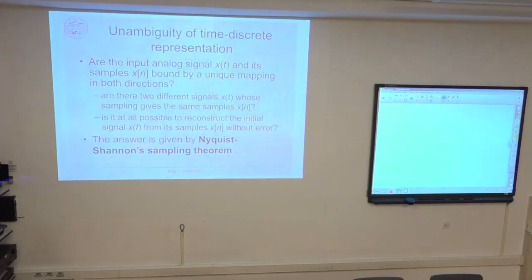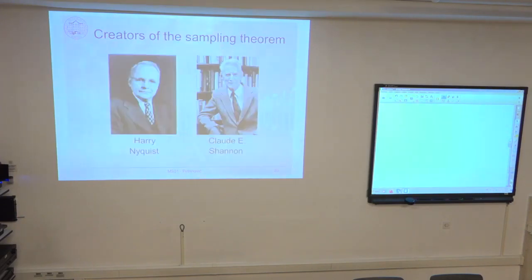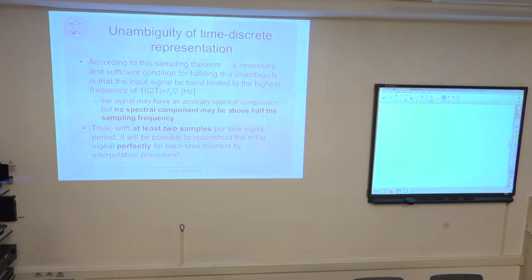And the answer to those questions is actually the Nyquist-Shannon sampling theorem. This sampling theorem is named after its inventors, two guys. One was Harry Nyquist, and another one was Claude Shannon. They both came to this theorem independently. For that reason, it is called the Nyquist-Shannon sampling theorem. And it says, very simply, according to this sampling theorem, a necessary and sufficient condition to fulfill this unambiguity is that the input signal should be band limited to the highest frequency that is 1/2 of the sampling rate.